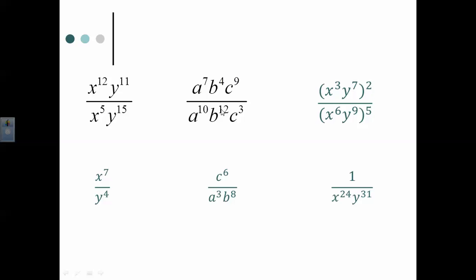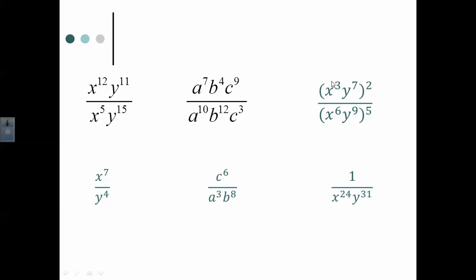So you can see the answer here to my problem that I did. If you go through here, we definitely have more base a in the denominator. We have 3 more, so a to the 3rd is in the denominator. Then I move to base b. I have more b's in the denominator, and there's 8 more, so it's b to the 8th. And then I have more c's in the numerator, and I have 6 more here.